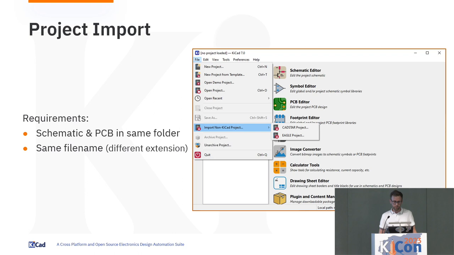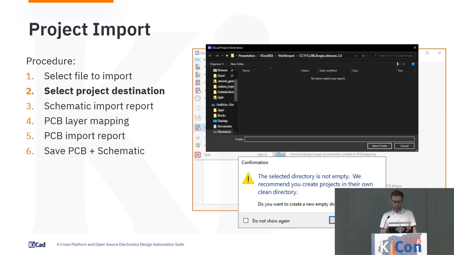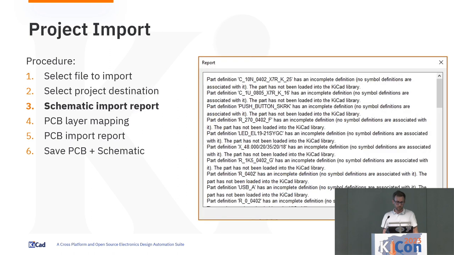So the process would be like that: File, Import Non-KiCad. You choose a file to import, and then you select where you want your new project to be created. Generally speaking, you want this project to be in an empty directory. KiCad will warn you if that's not the case. You'll get some errors or warnings displayed for the schematic import, which you might want to copy and paste somewhere else for your own reference.